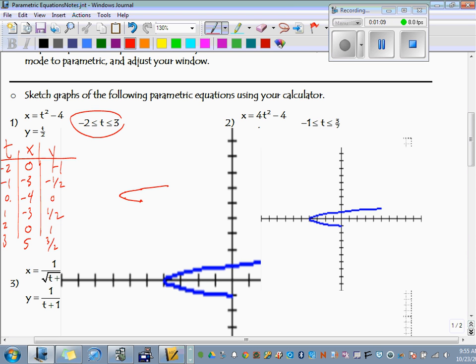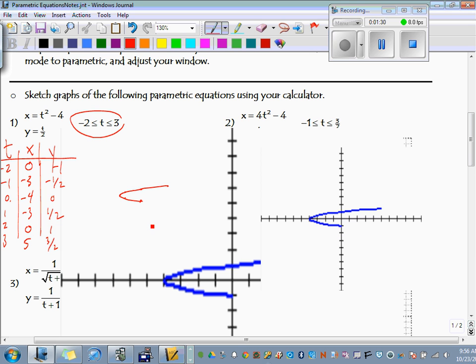So let me give you an example. Who is a cross-country person in here? I know we've got some. Megan. All right, Megan. Let's say Megan is running a race for cross-country. And this graph basically represents that path. This is her starting point. This is her ending point.